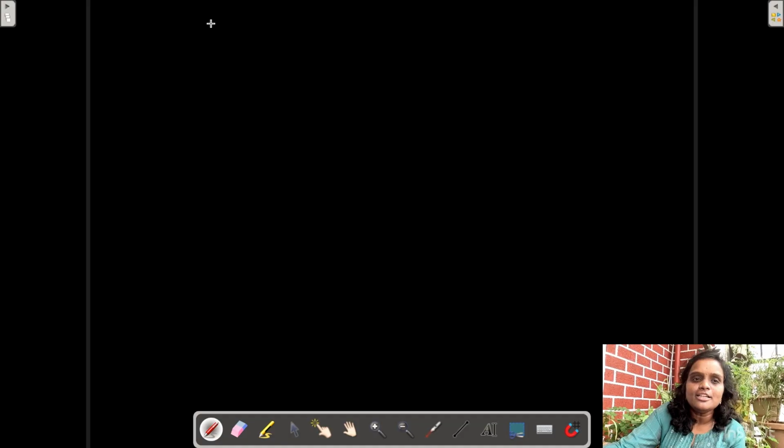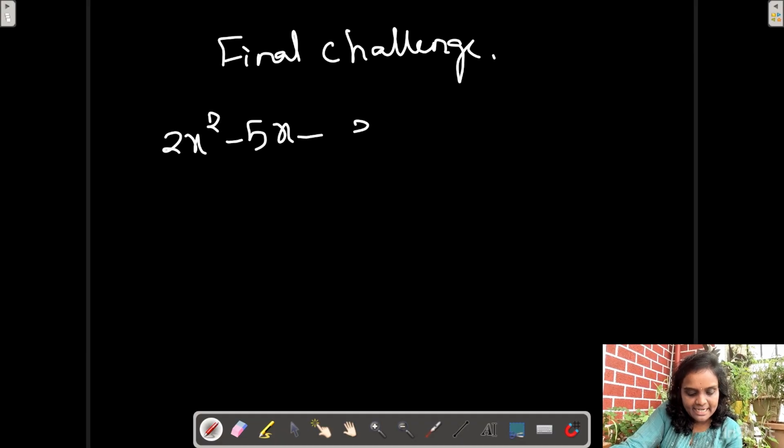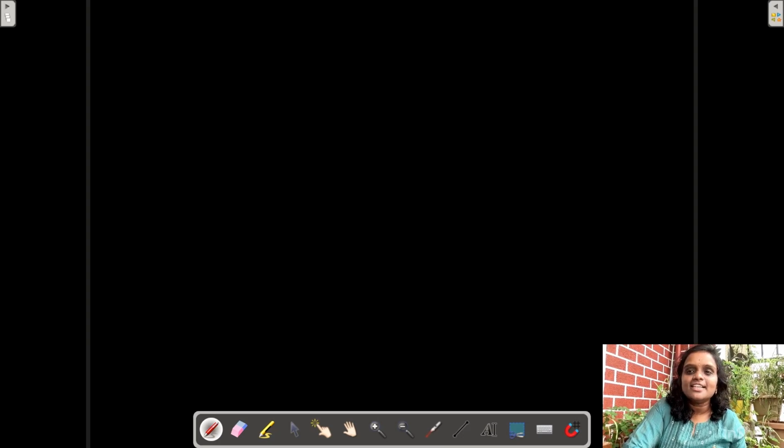Now, a final challenge. Let's see in the comments who comments the correct answer. 2x square minus 5x minus 3. Come on, comment down your answers. Let's see who became the expert at factorization. I will reveal the answer in the comment section.